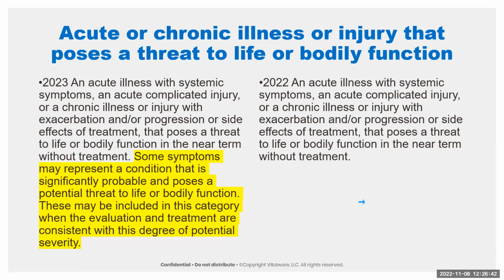And then, yeah, so here's for the acute or chronic illness or injury that poses a threat to life or bodily function. I just kind of highlighted in yellow the part that is new. So this is staying the same. So what they're saying is that some symptoms may represent a condition that's significantly probable and poses a potential threat to life or bodily function. And these may be included in this category when the evaluation and treatment are consistent with that degree of potential severity. So that's where your documentation comes in important.